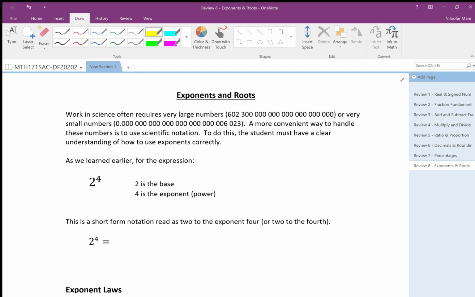So the reason you need scientific notation is dealing with large or small numbers. Sometimes in science you have a very large number or a very small number, and it's very hard to show them this way, so you need to know scientific notation. And in order to know scientific notation, it's very good that you are comfortable with exponents.